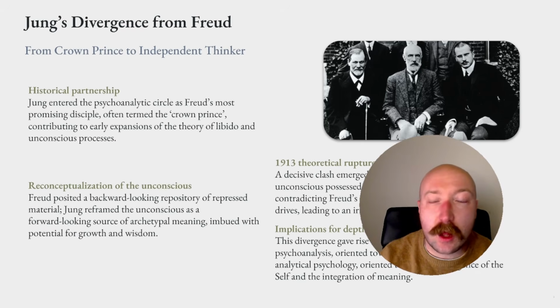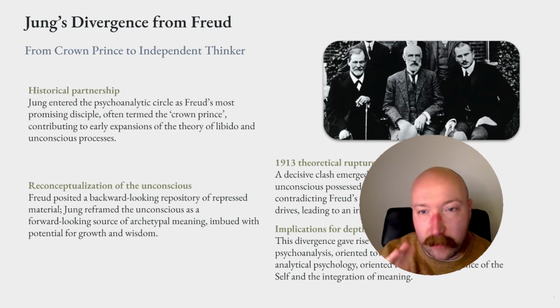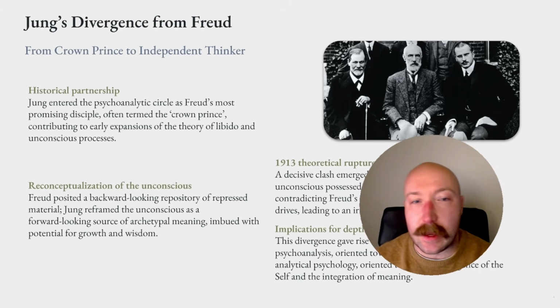Carl Gustav Jung was born in Switzerland in 1875, the son of a Protestant pastor. He trained as a psychiatrist and became one of Sigmund Freud's most promising disciples, and there they are in one of the few pictures of them together. For several years Freud saw Jung as his heir apparent, the prince of psychoanalysis, the one who was going to carry this project forward into the future. But Jung couldn't stay in that role.